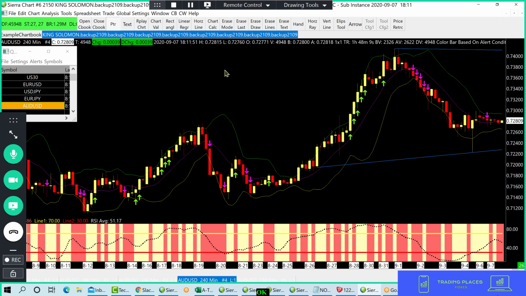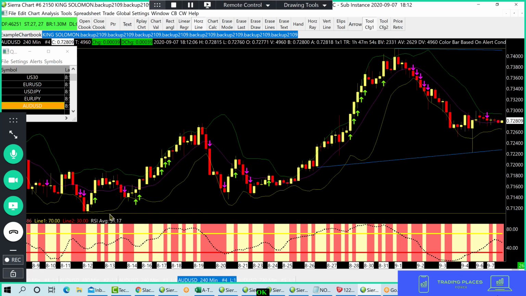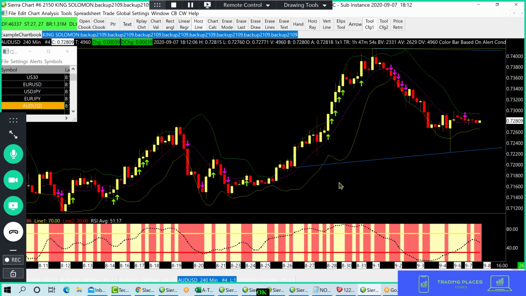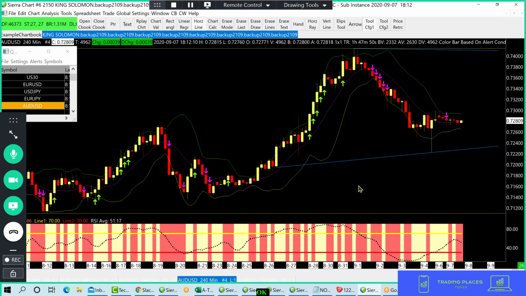We're in no danger of hitting the highest or the lowest. This one also is in consolidation. I would wait on this one as well. It's kind of in the middle.